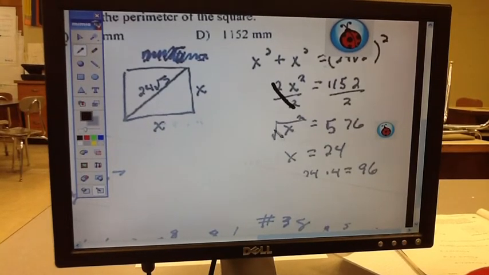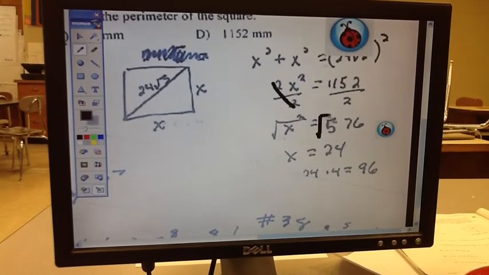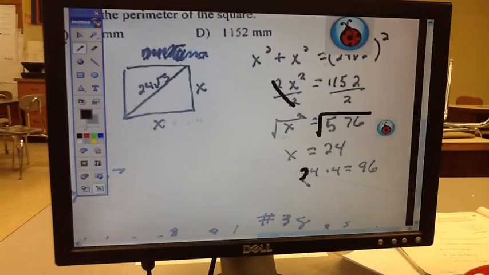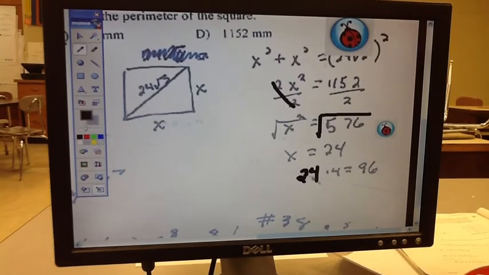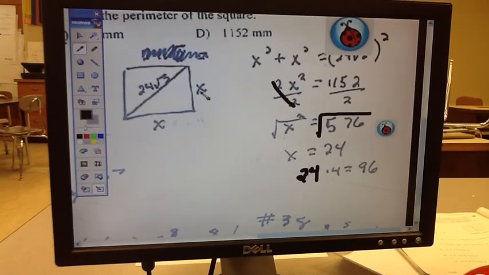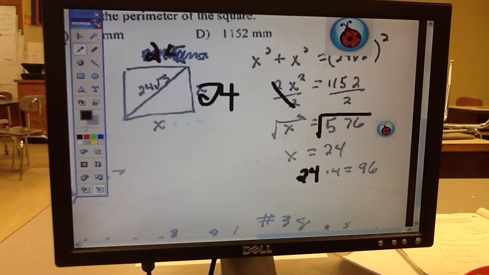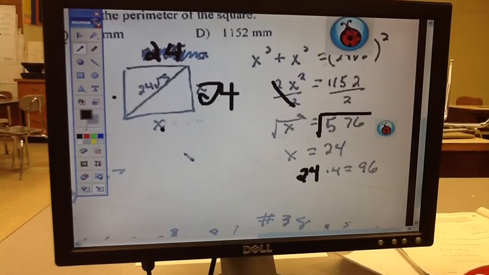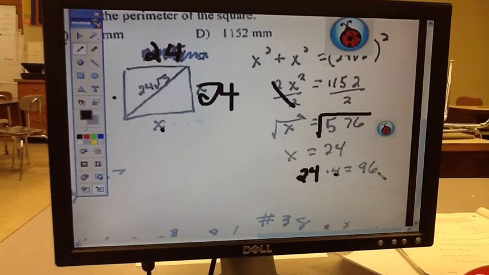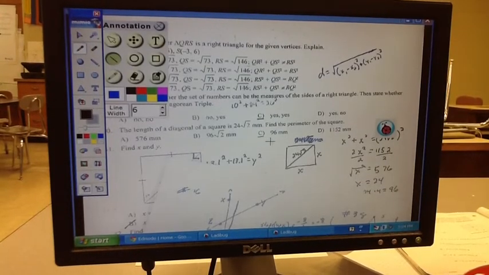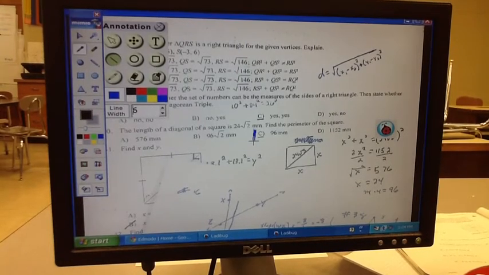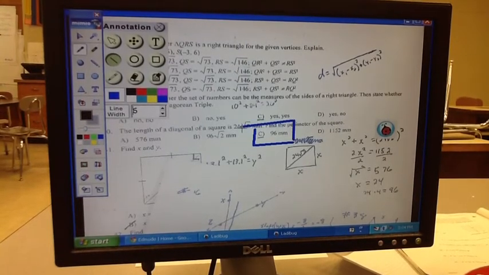To get rid of that squared, I have to do the square root of both sides. Do square root of 576. I get 24. After I get that 24 there, remember we're finding the perimeter, so all these are 24, 24, 24, and 24. So I just multiplied it by 4 and got 96. Zooming back out, that ends up being 96, which is C.